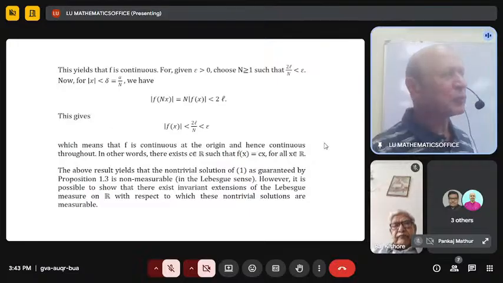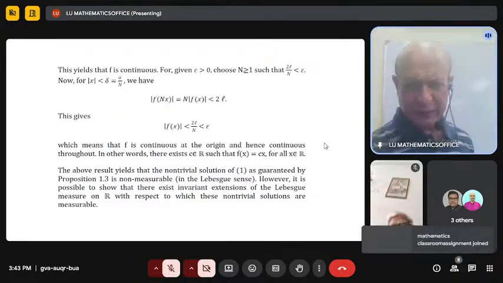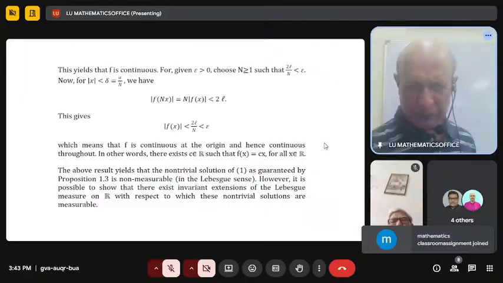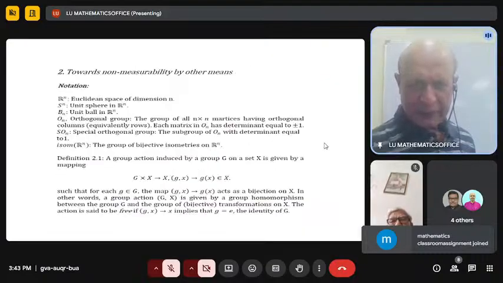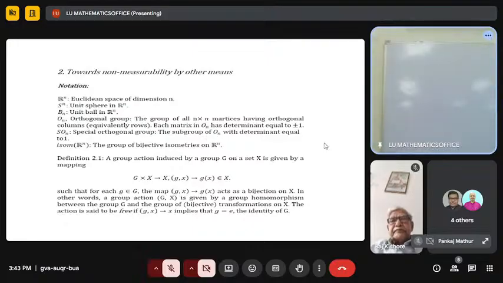There is also a proof using graph theory, right? Some properties of bipartite graphs and a characterization of certain kinds of graphs, which are cyclic. So that's used there. Naturally, I have no choice but to ignore that. In fact, I have deleted it from here because of paucity of time. And here it is. Non-measurable sets by other means.